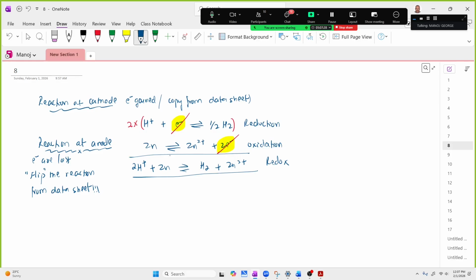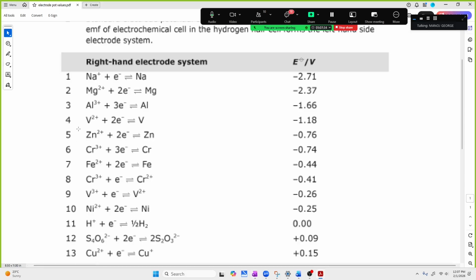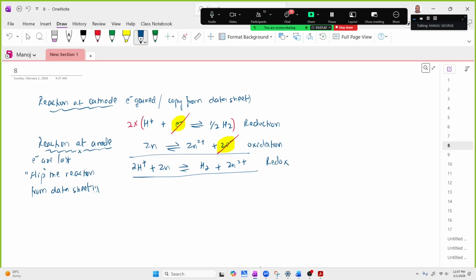Now I have to just discuss one more thing. How did the chemist come to know the value for this equation number 5? How did they come to know it's negative 0.76? Okay, let's have a look. How did they come to know? So basically, anytime you find E cell, which is called cell voltage, this is sometimes also called cell EMF.